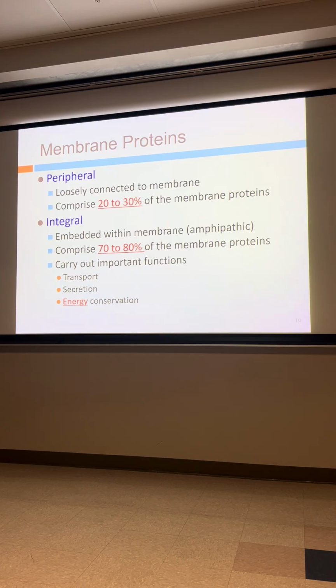There are membrane proteins associated with plasma membranes. Some of them are peripheral, some of them are integral, which just means that they're attached to one leaflet of the plasma membrane for peripheral, versus integral means they go all the way through the membrane; they're embedded in that plasma membrane. And those integral ones are the majority of the membrane proteins that exist in bacterial cells and are used for transport, secretion, and energy conservation.